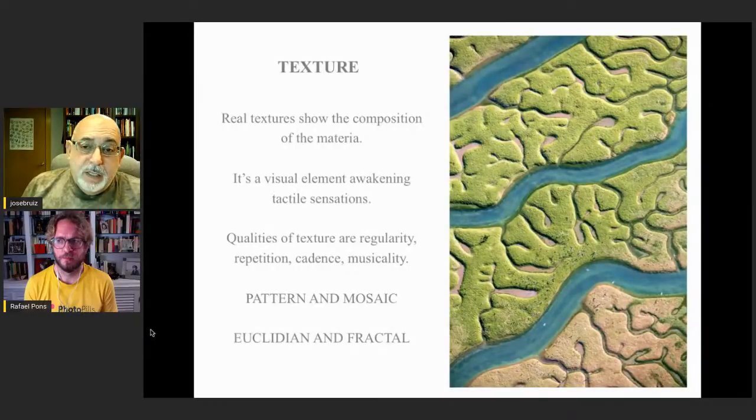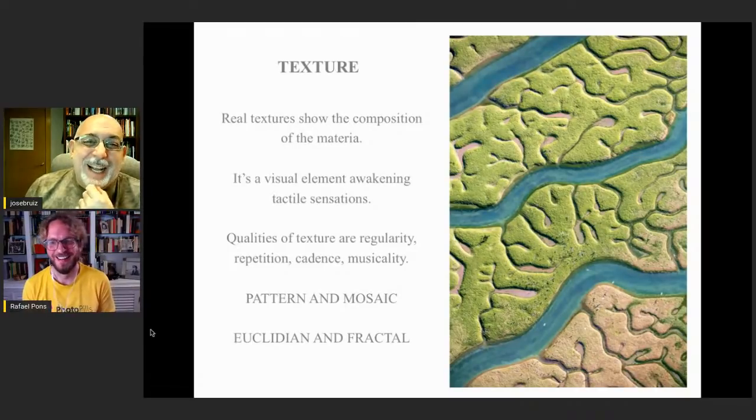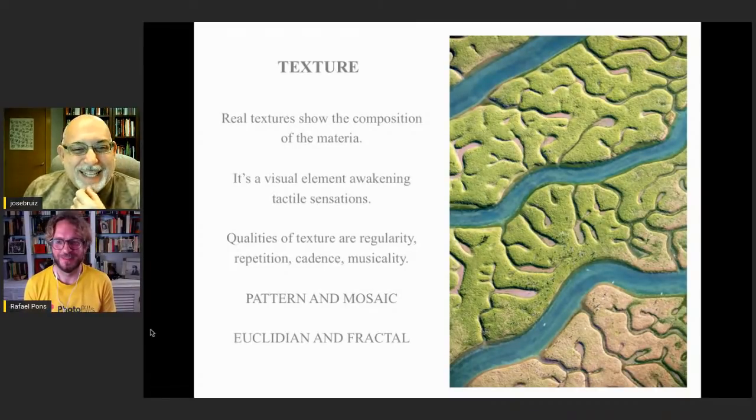I divide texture between pattern and mosaic. Pattern is... No, I was like, yeah, I love this image as well. Well, texture has to do a lot with regularity, repetition, musicality, cadence.